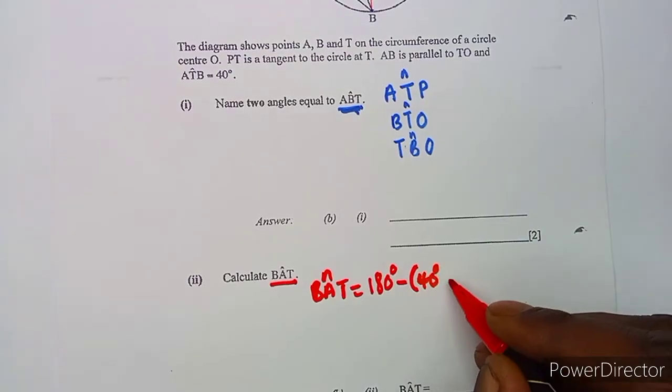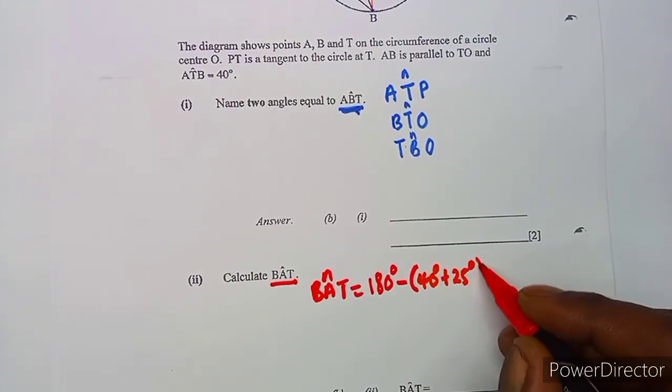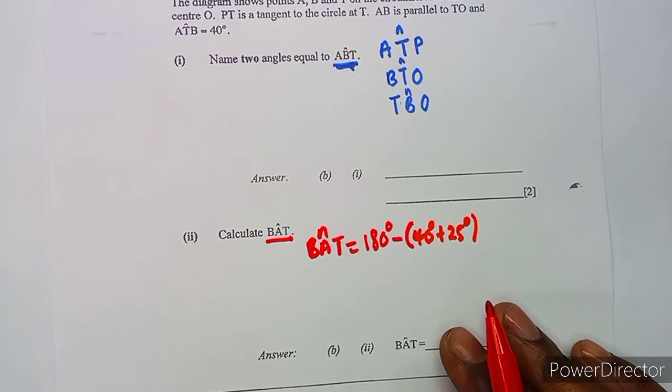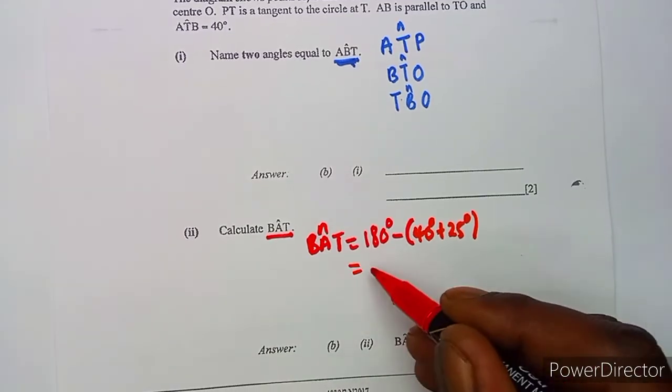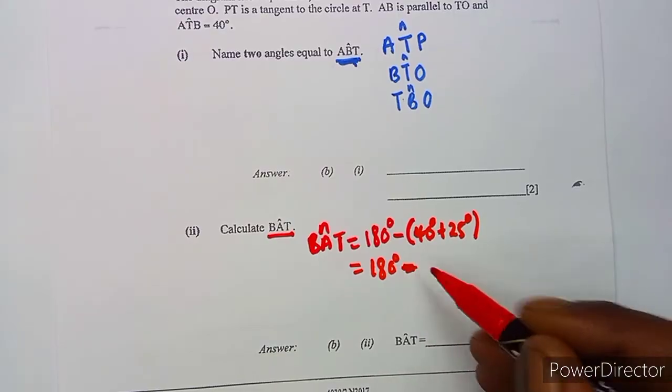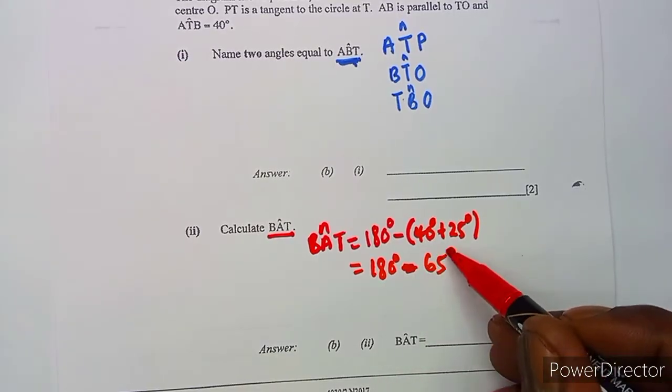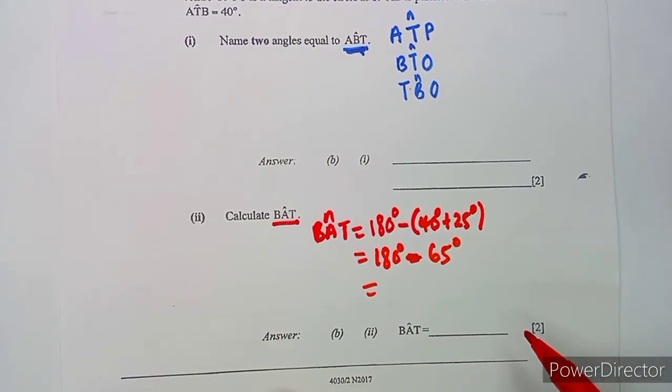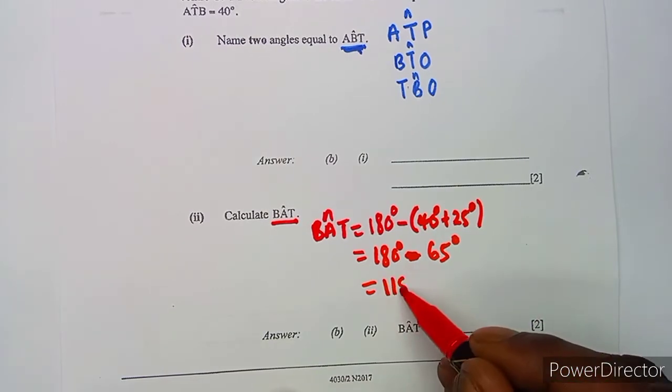So we've got 40 degrees plus 25 degrees. Subtract these two from 180. That means we are able to find the value of BAT, which is minus 65. So subtracting properly, we are going to obtain 115 degrees.